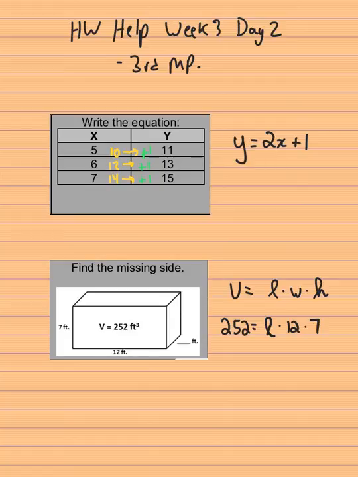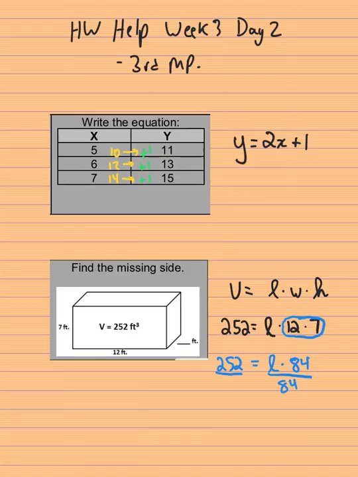So what I'm going to do here is I'm going to simplify this by multiplying that 12 times 7 to get one number. And 12 times 7 is 84. And I'm going to bring down the times L equals 252. Now we just have a simple multiplication equation. And remember, to solve every multiplication equation, you do the opposite. You divide. So I'm going to divide by 84 on both sides.